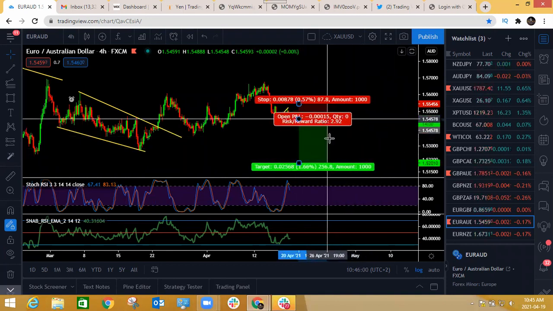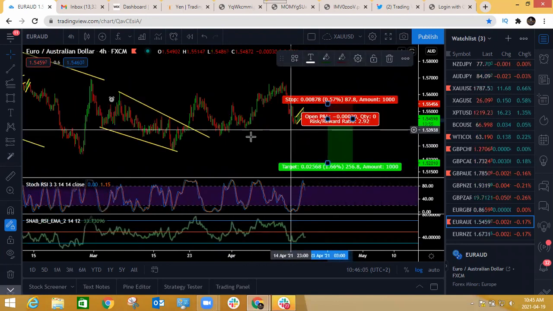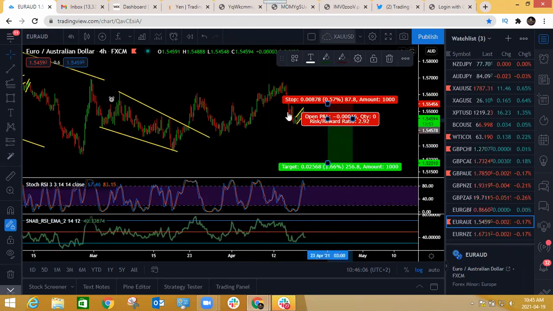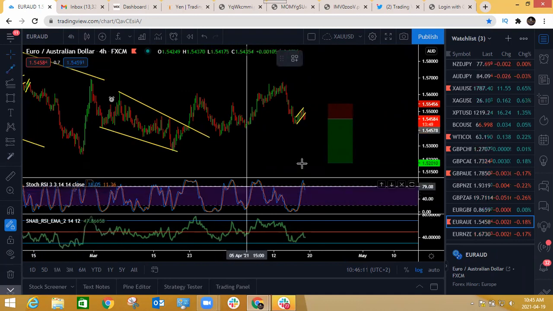We're just going to put in a modest target. We don't want to put it too far. We know that this can go much lower, but for now, we're just going to target the lower boundary of that whole correction. And our target will be around this level.